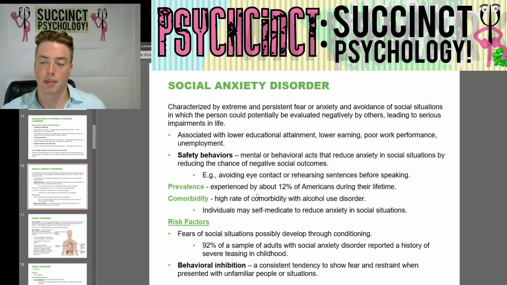Prevalence: it is experienced by about 12% of Americans during their lifetime, and there is a high rate of comorbidity with alcohol use disorder. Individuals may self-medicate to reduce anxiety in social situations. Some risk factors include fears of social situations, possibly developed through conditioning. 92% of a sample of adults with social anxiety disorder reported a history of severe teasing in childhood. And then behavioral inhibition is a consistent tendency to show fear and restraint when presented with unfamiliar people or situations.